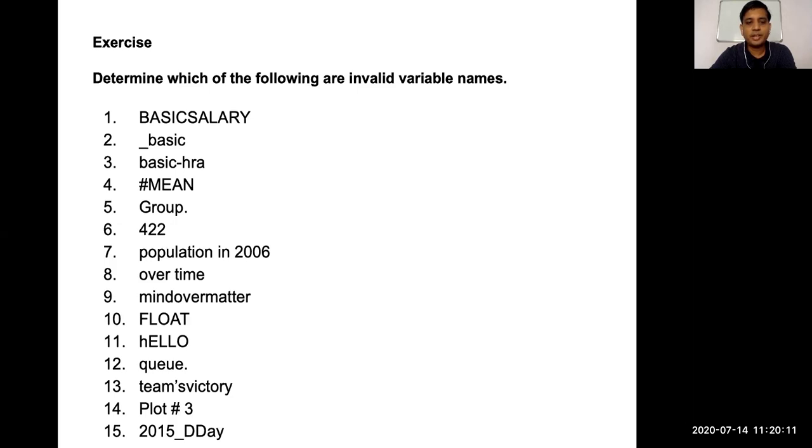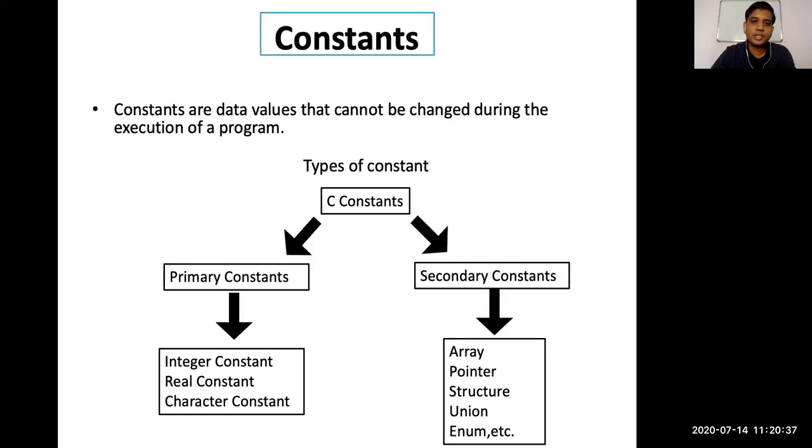Okay, next one, hello: valid. Yes, correct. Next one, Q dot: invalid. Team's victory: invalid, yes, because the apostrophe is there. Okay, plot #3: invalid. Yes, correct. And the last one: invalid. Why? Because it starts with a digit, so it is an invalid one.